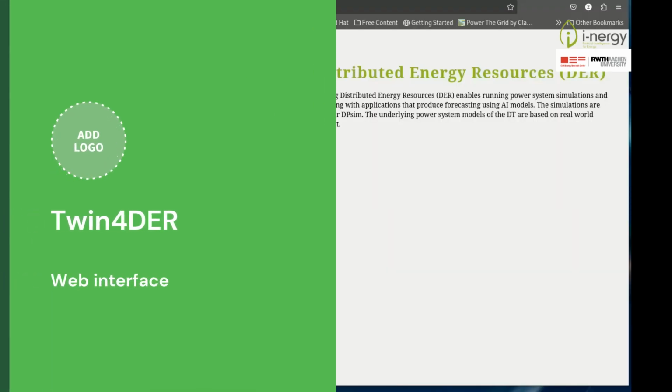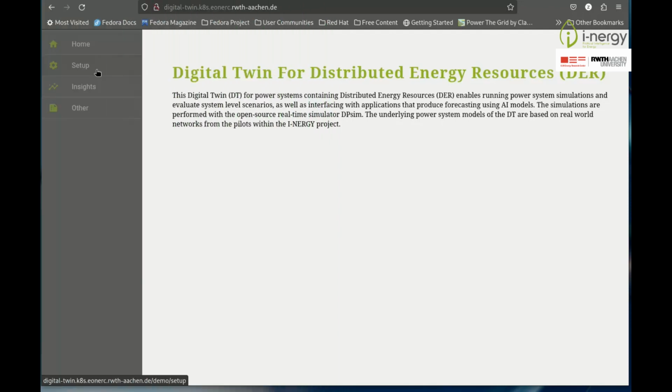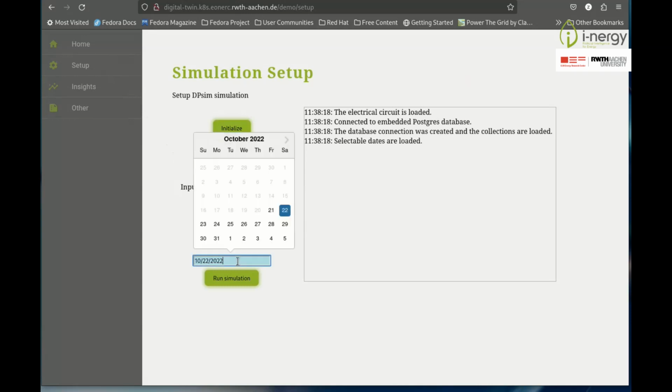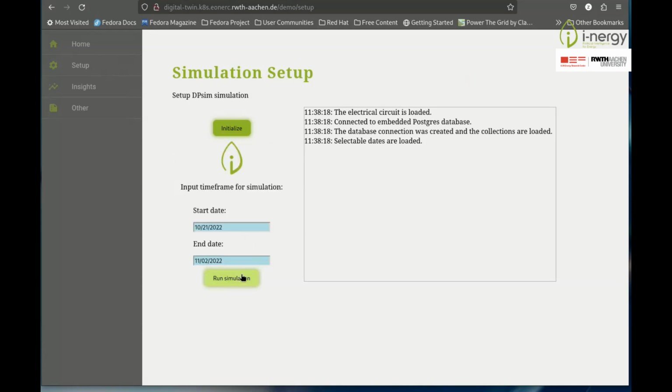Lastly, we see here the viewing and monitoring service. The user can have a more friendly way of interacting with the system, when all the parameters are already configured and no more modifications need to be done. After the initialization phase and when all the systems are ready, the user can select the dates where he wants to perform the simulation, in a similar way that he would do in the Jupyter Lab.